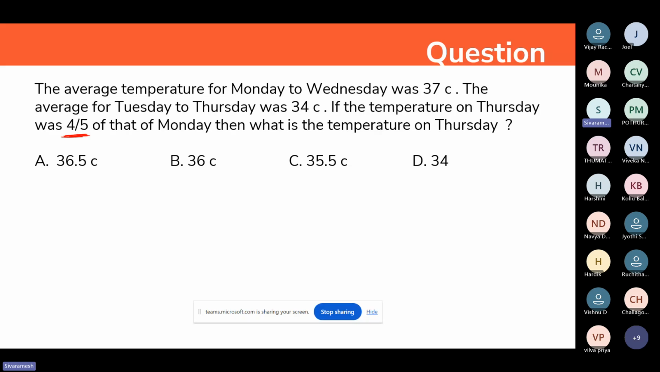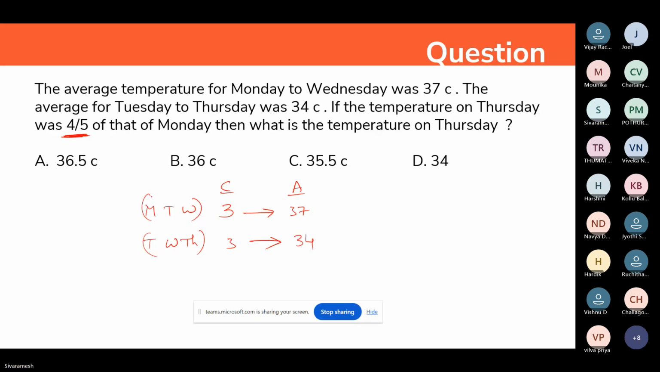Okay. Yeah. Let me explain this question. You just observe where you have got stuck here. Let's say we count an average. The average temperature from Monday to Wednesday, so obviously Monday to Wednesday means we have 3 days: Monday, Tuesday, Wednesday. These 3 days' average is 37 degrees Celsius. Okay. The average for Tuesday to Thursday, so obviously Tuesday, Wednesday, and Thursday. The same case, if you observe like the previous question, almost 90% of the question is the same. Just the values changed and only a small 10% condition changed. Now the average is 34 degrees Celsius.